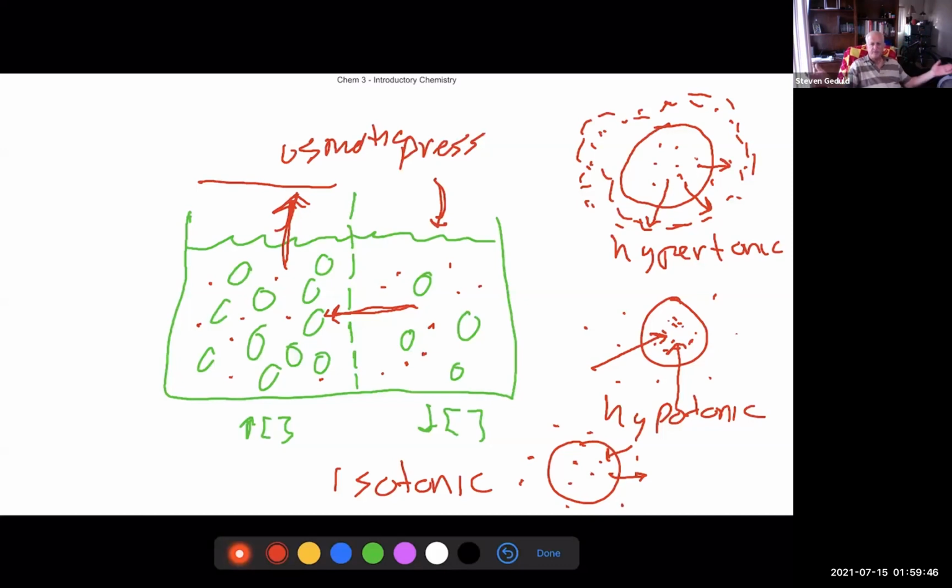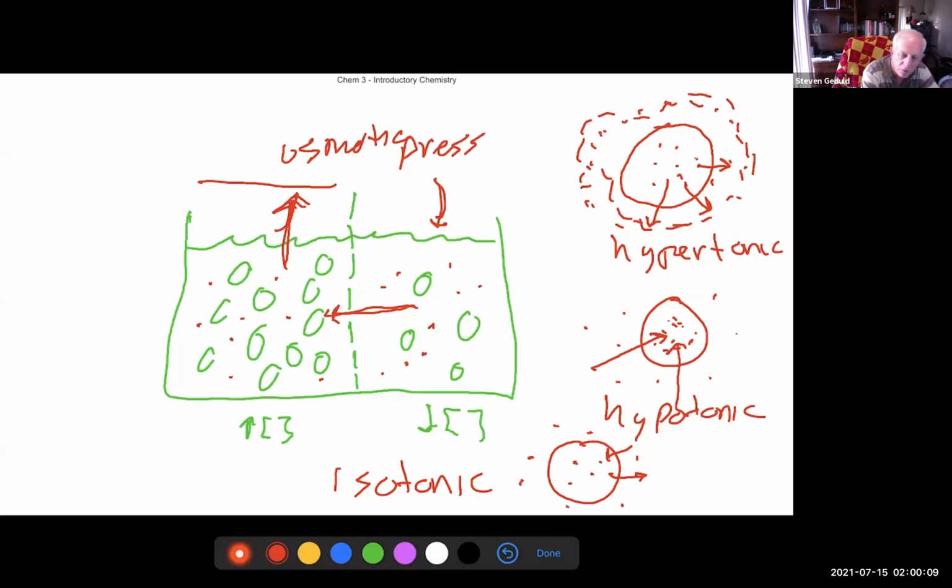Does that make sense? Yes. All right, that's why everything you hang on an IV bag has a little label that you read, which will give you a percentage solution. You don't have to do the calculation, but it's already calculated to be isotonic with your bloodstream, with the red blood cells in there.